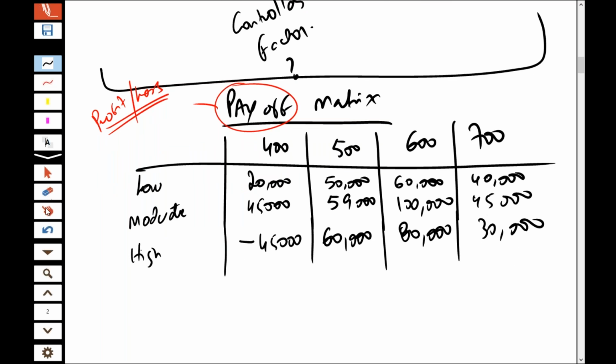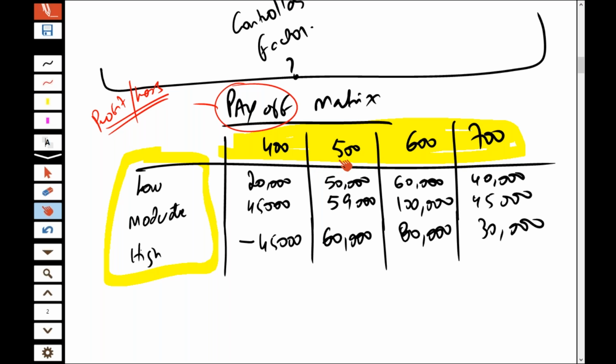Okay, the values mentioned over here may not make sense, but we are not concerned about whether the values make sense or not. We are trying to apply the uncertainty techniques. So assume that this is a company which has to take a decision on how many units of a product it should manufacture in the coming year.